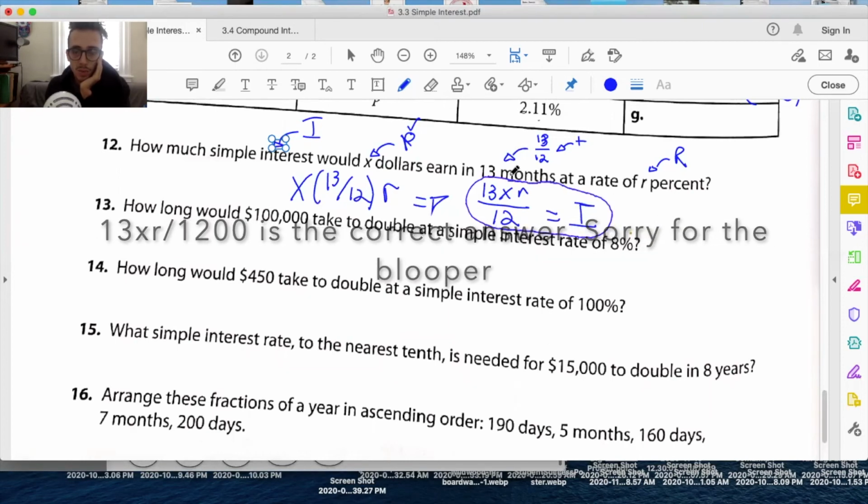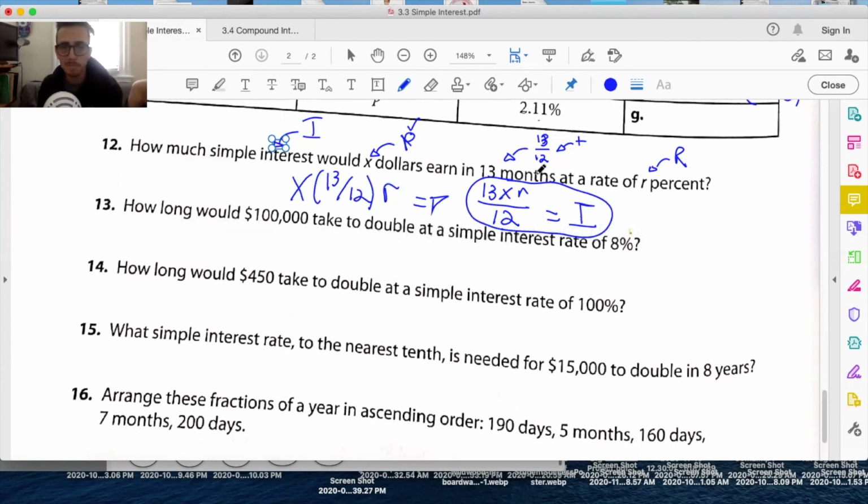And so they're trying to go with the idea that really the numbers don't matter. It really comes down to if you know how to manipulate the equation to make it work.